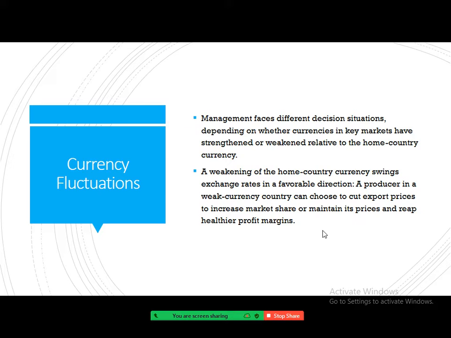So management faces different decision situations depending on whether currencies in the key market have strengthened or weakened relative to the home country currency. A weakening of the home country currency swings exchange rates in the favorable direction. A producer in a weak currency country can choose to cut the export prices to increase the market share, or maintain its prices and reap the healthier profit margins. Overseas sales can result in windfall revenues when translated into the home country currency.